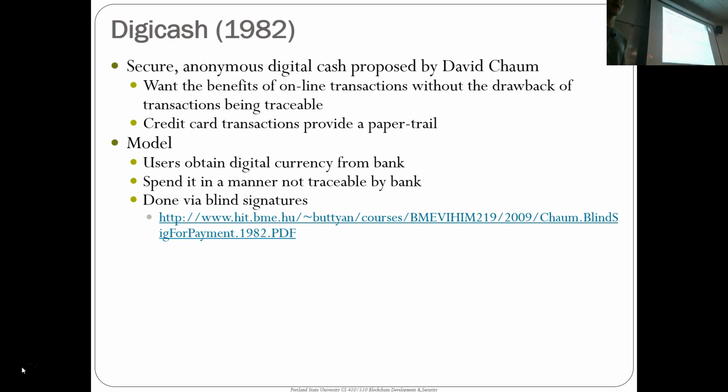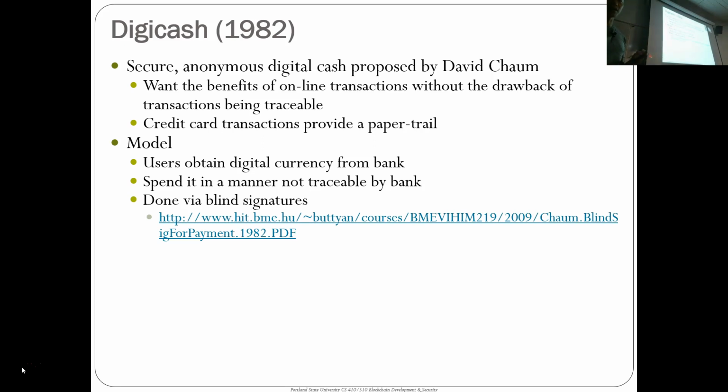He wanted a way for you to get towards cash in a digital way. So like currency, like real dollar bills aren't really traceable. You want that in a digital form. And so he created this thing called DigiCash.